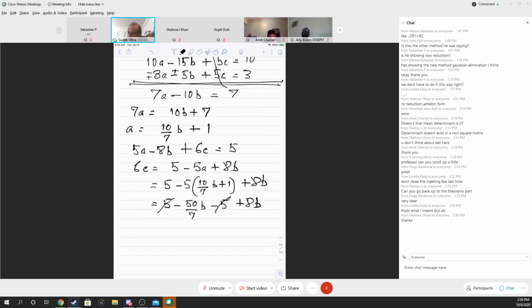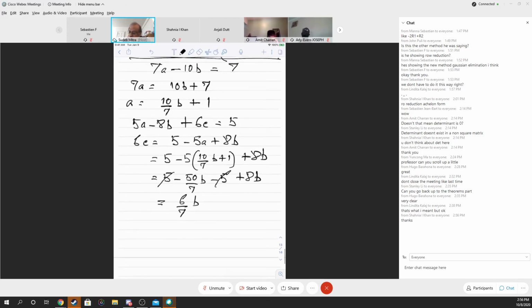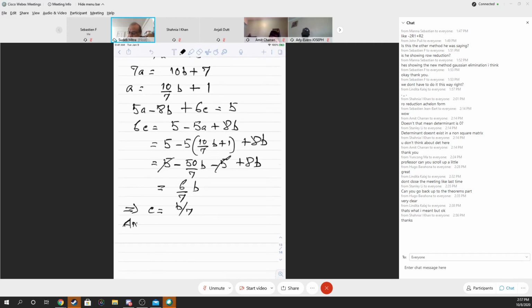So what do you get? This is 7, 8, 56, no? 56 minus 50, 6 upon 7, b. So that means c is b upon 7. So here is your answer. You get infinitely many values. d is 0, c is b upon 7, a is 10 upon 7, b plus 1, and b, any value. So you get infinitely many values.